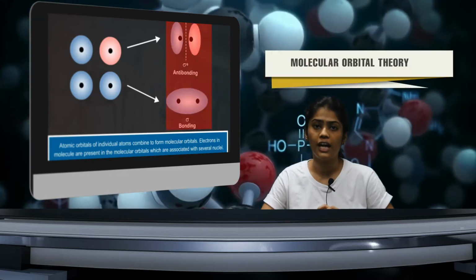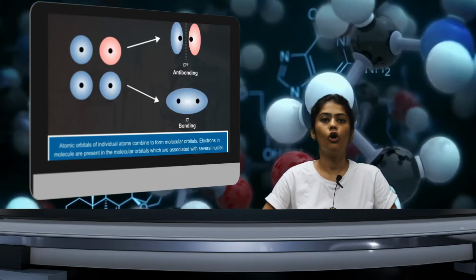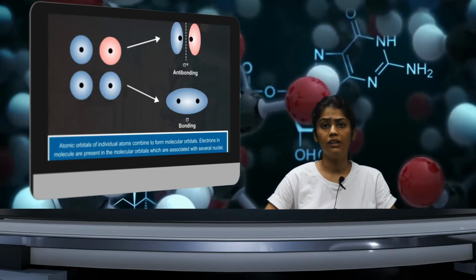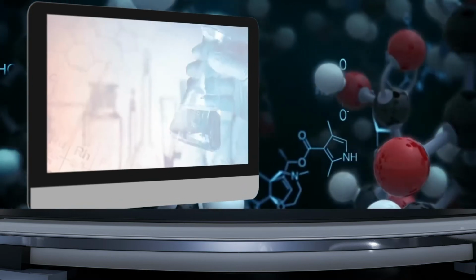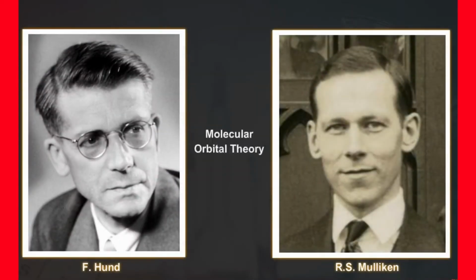The next theory that we'll be studying is molecular orbital theory, the theory that will help us in understanding the molecular bonding. MO theory. Molecular orbital theory was developed by F. Hund and R. S. Mulliken in 1932.